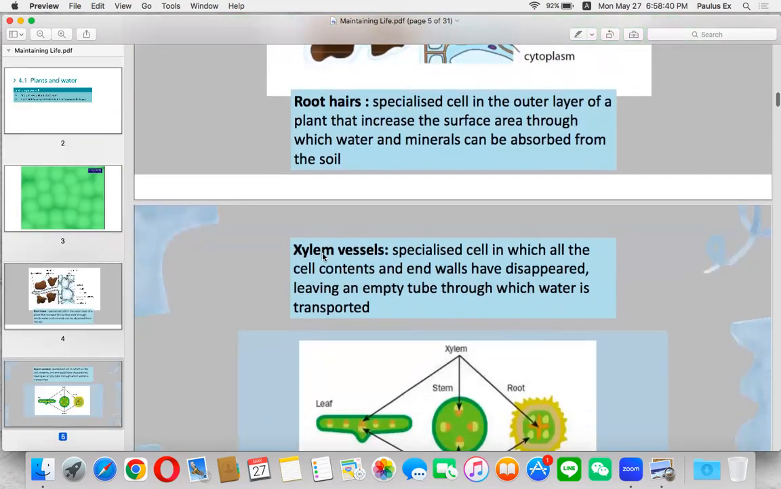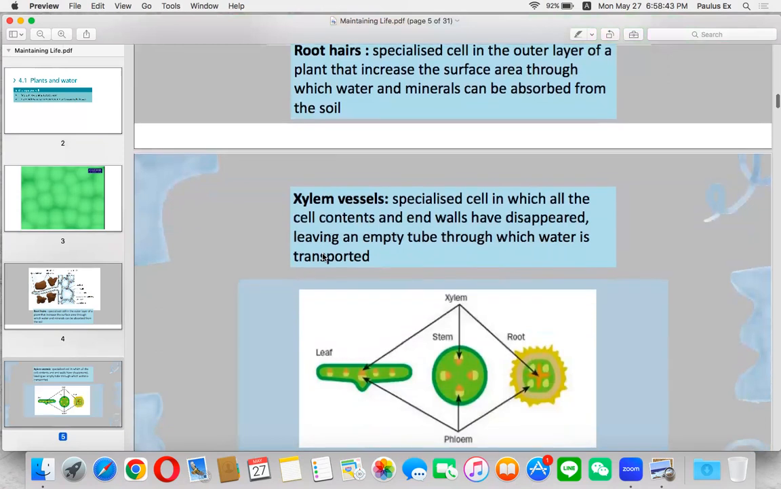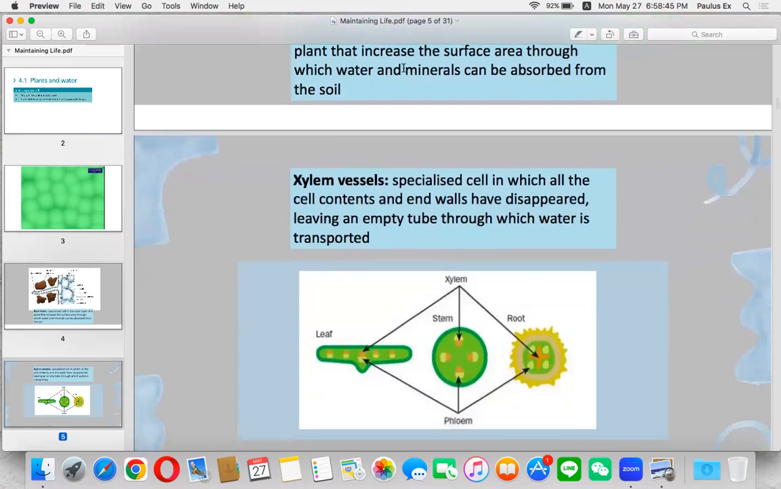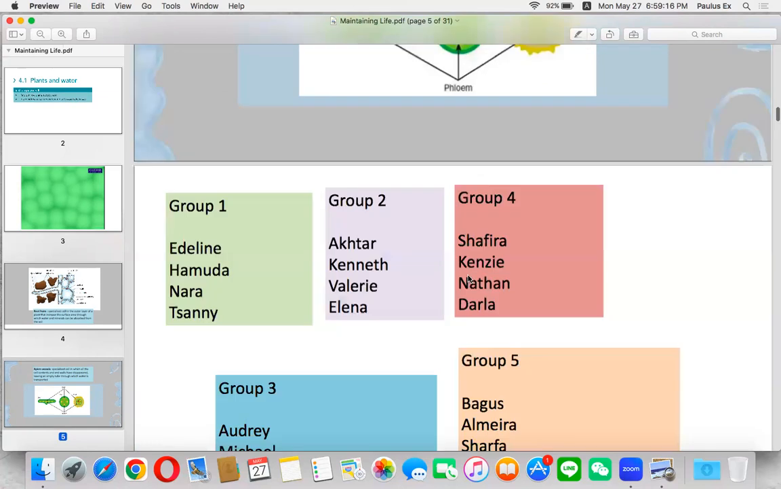Then we go on to the function of the xylem vessels. The xylem vessels are specialized cells in which all the cell contents and end walls have disappeared, leaving an empty tube through which water is transported. From the stem and phloem, it goes on to the leaf and to the root, and from the stem there is xylem also going to the leaf and then to the root.